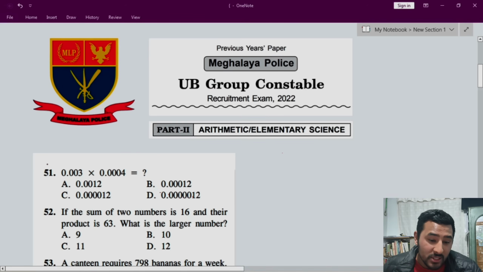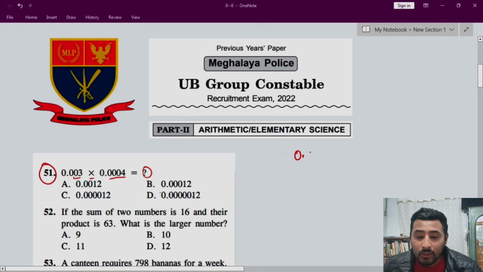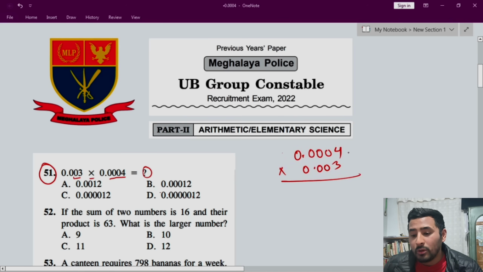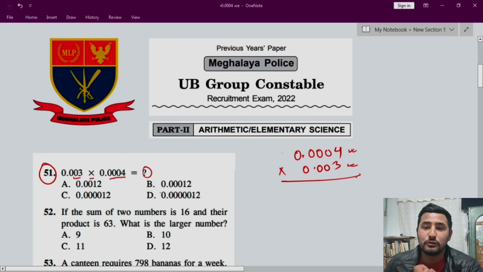So let's see the first question, that is question number 51. It says 0.003 multiplied by 0.0004. So where to find this question mark? How will you do it? Just write it down like this, 0.004, then multiply by 0.003. See, the number with more digits you write at the top and the number with fewer digits at the bottom. Okay, start with the multiplication like you used to do.